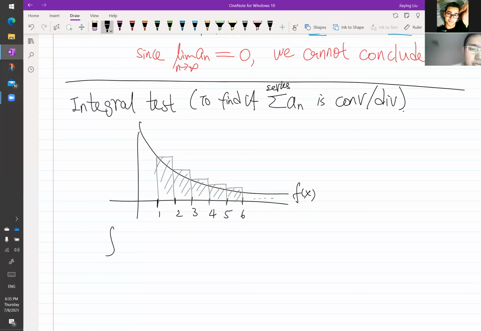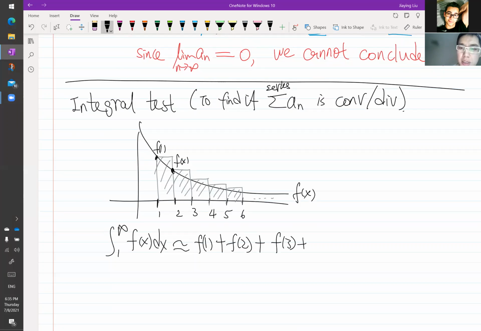So we can say integrating from 1 to infinity of f of x dx is the area beneath the curve. We can approximate that by f1 times 1, plus f2 times 1, plus f3, and so on. The width of the rectangle is 1 for all those rectangles.